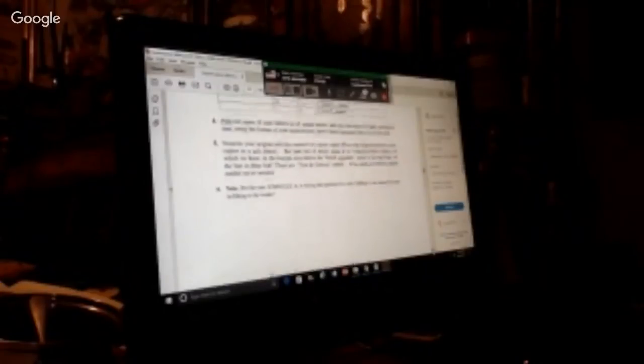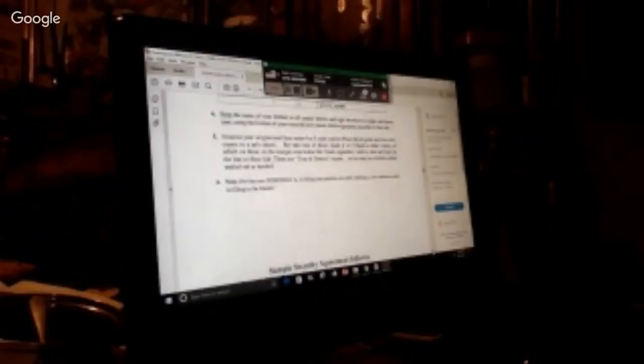Print the name of your debtor in all cap letters and sign the name in upper and lowercase using the format of secure party name. Both signatures must be in blue ink. They will not take red ink. All right, red ink is for your documents such as your nationality, showing that you're a flesh and living blood sentient being.